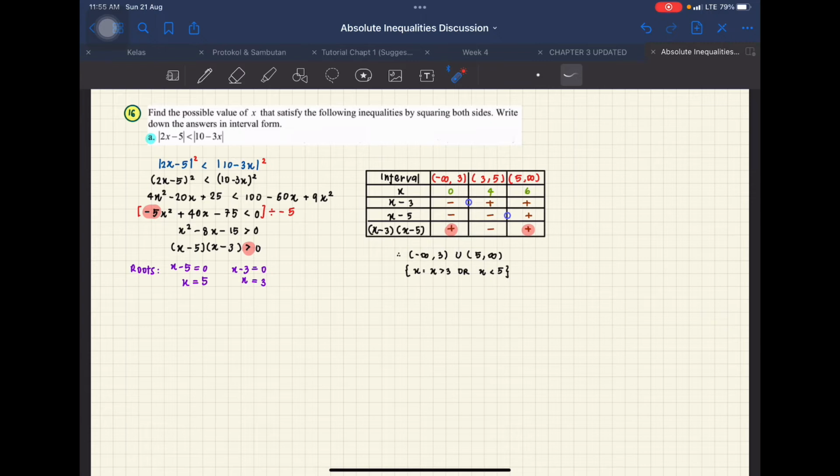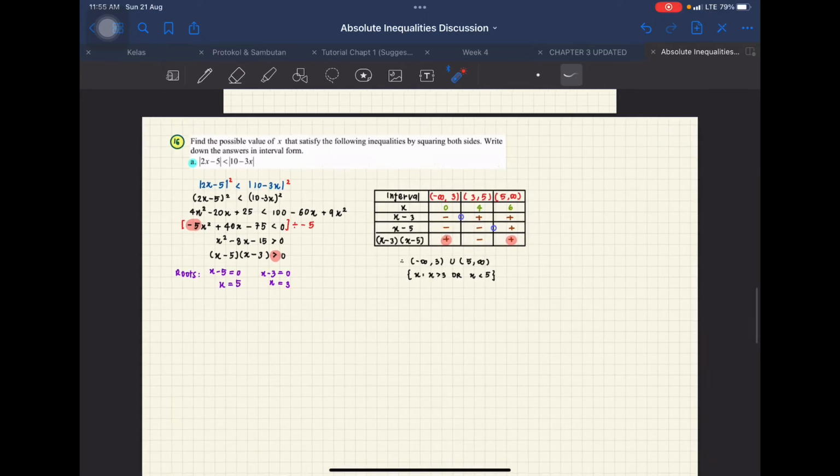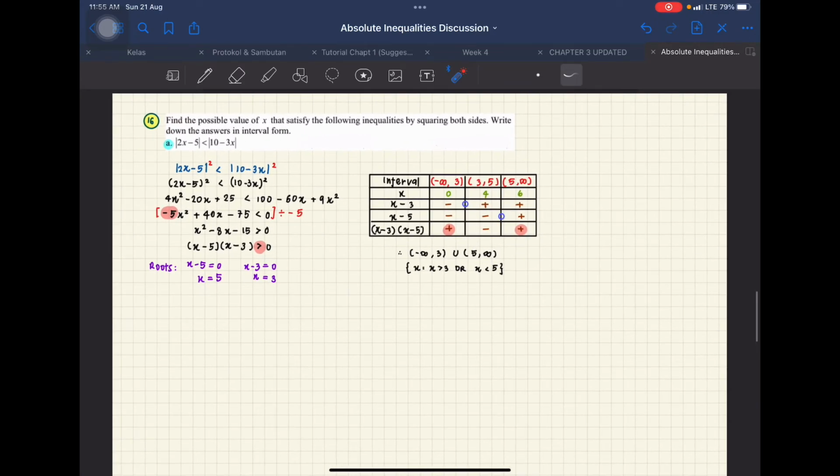Okay, so let's continue with question number 16. Okay, so this question number 16 involve case where we have modulus on both sides. Alhamdulillah. So, kita ada absolute values dekat kedua-dua belah lah, kiri dan kanan. Okay, so this is the only case where you need to square both sides. So, kita guna SBS untuk kedua-dua, untuk case ini sahaja.